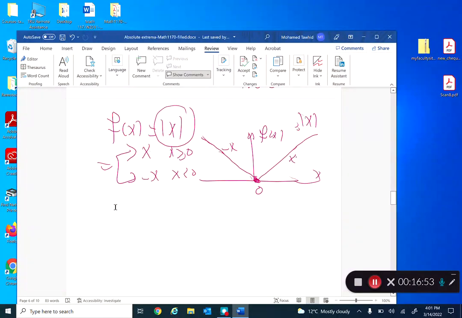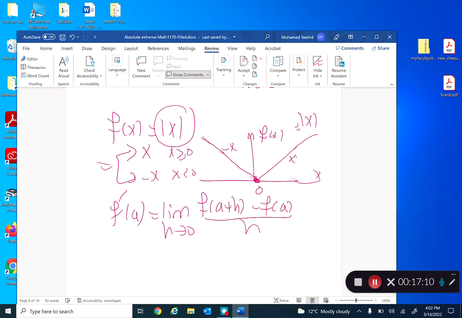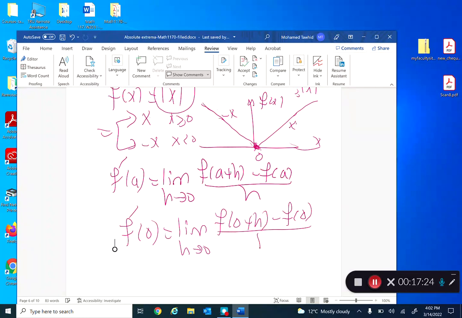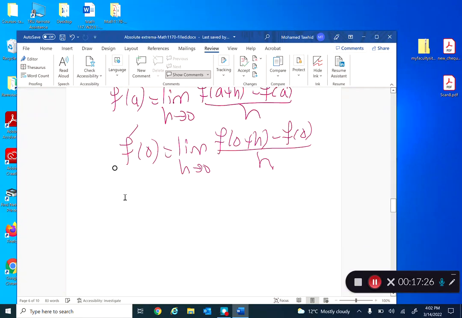Now, what happens if you take the derivative? I need to get the derivative at 0. You know the definition of the derivative: limit as h goes to 0 of f of a plus h minus f of a over h, right? Now a is 0, because I need the derivative at 0: limit as h goes to 0 of f of 0 plus h minus f of 0 over h. That is our definition of the derivative.